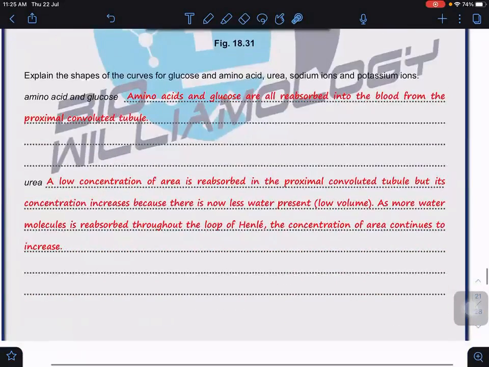How about urea? A low concentration of urea is reabsorbed in the PCT, but its concentration increases because there is now less water present. It means a low volume. As more water molecules are reabsorbed through the loop of Henle, the concentration of urea continues to increase. Not only the loop of Henle, but also the DCT as well as the collecting duct.